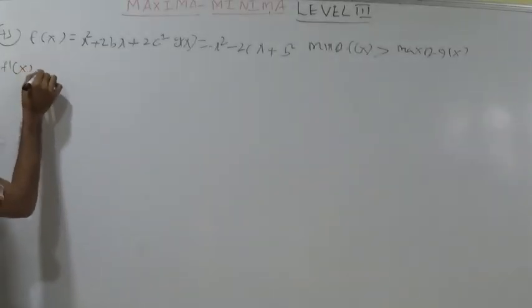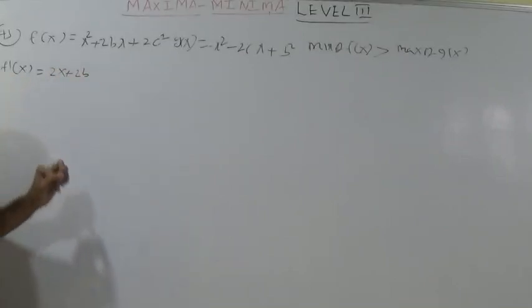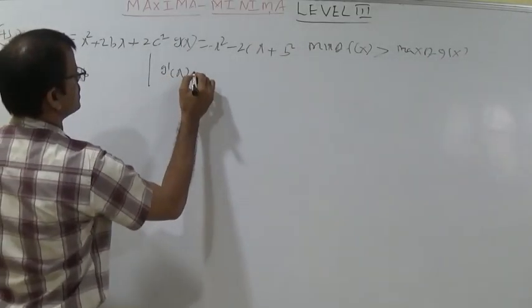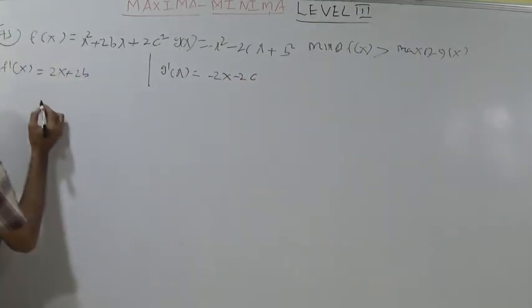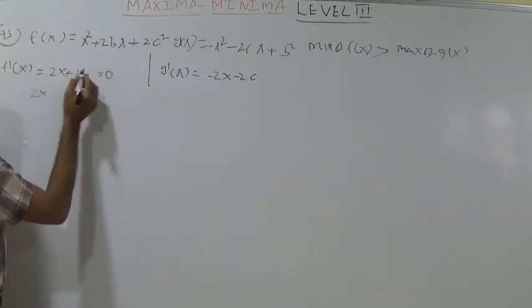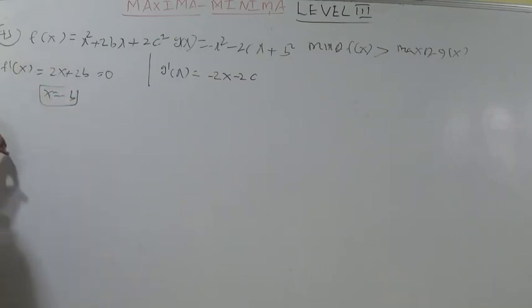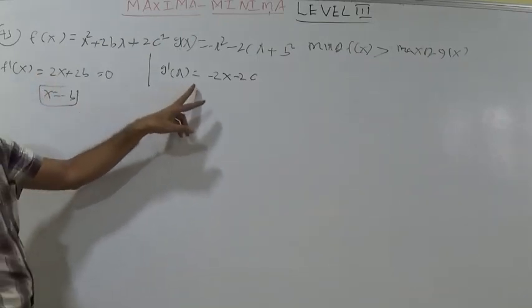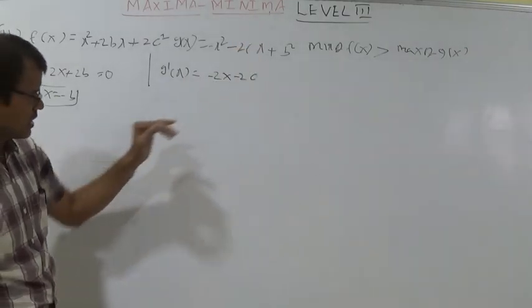Here, let us consider the derivative of f of x. You can write 2x plus 2b. Here g dash x is equal to minus 2x minus 2c. Set it equal to 0, so x is equal to minus b. If we calculate the double derivative, f double dash is 2, so it is always a min. Here g double dash is always minus 2, so it is always a max. So according to the condition it is correct.